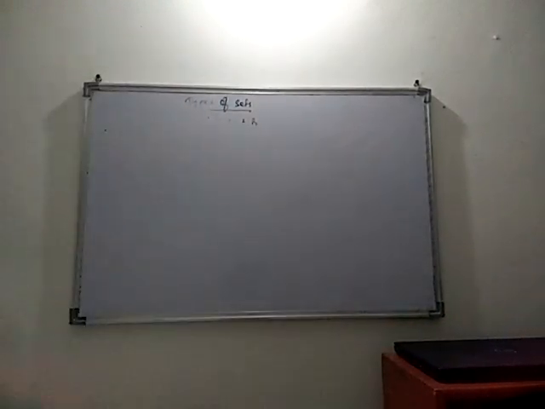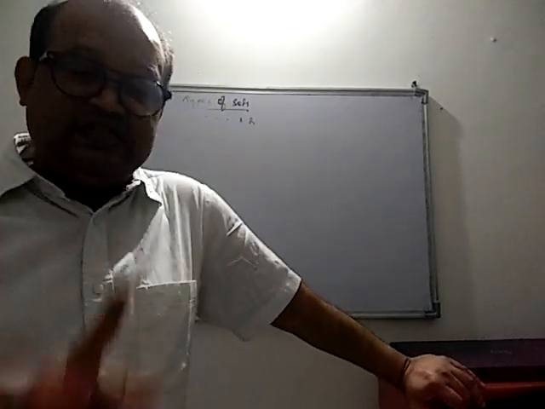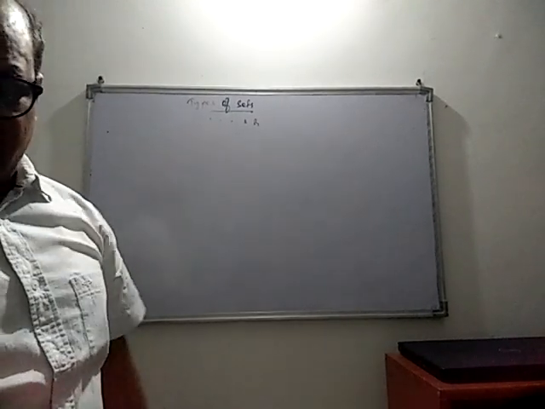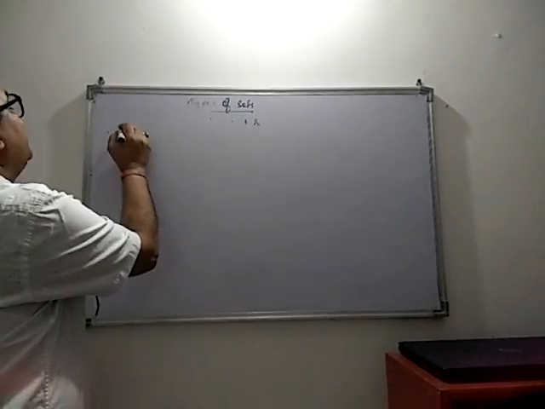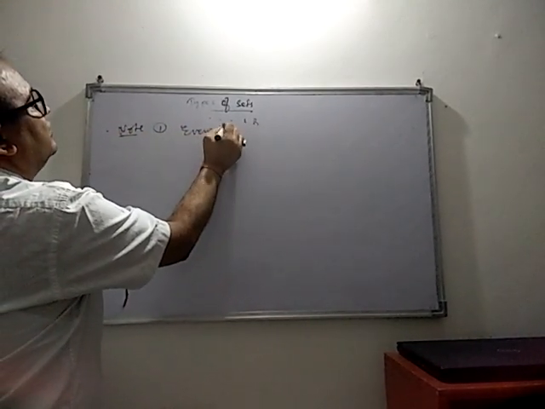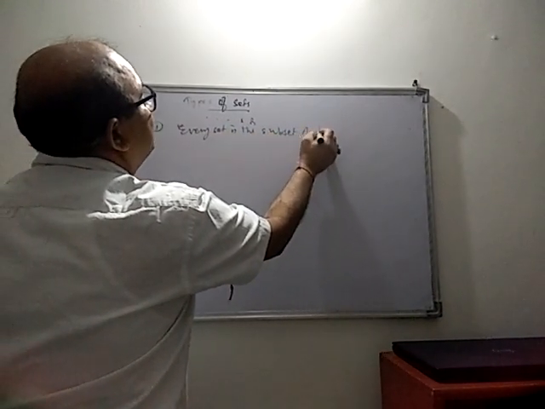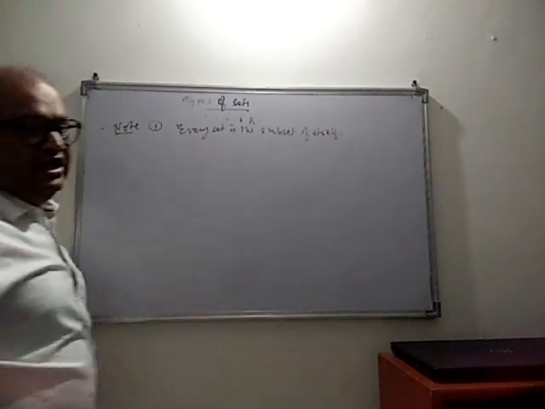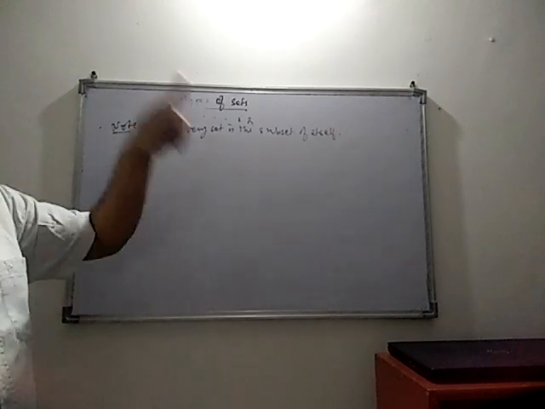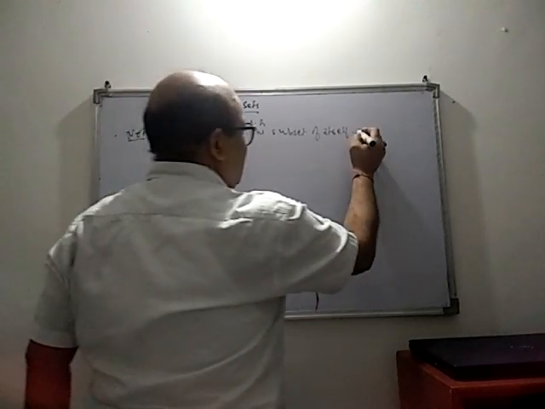Now, some points to be noted. First point: every set is a subset of itself. Whatever set you are taking, it is a subset of itself. Why is it a subset? Because every element of that set belongs to that set itself.